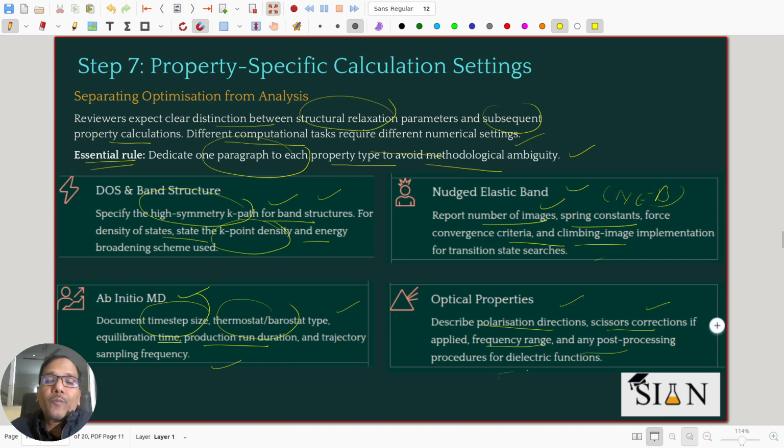the post-processing process. Even some mathematical formulation, which actually helps to calculate optical properties, can be mentioned in this optical properties section: how the mathematical fundamentals control these optical properties, and how other optical parameters can be calculated by using this dielectric function.